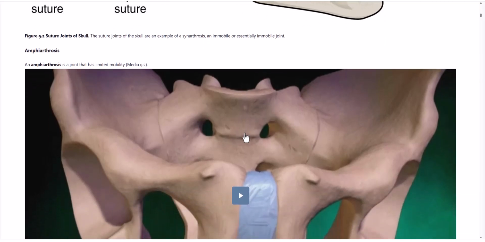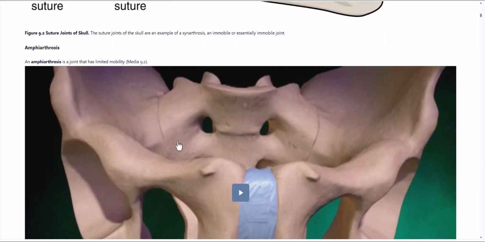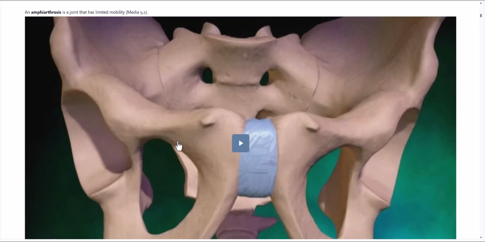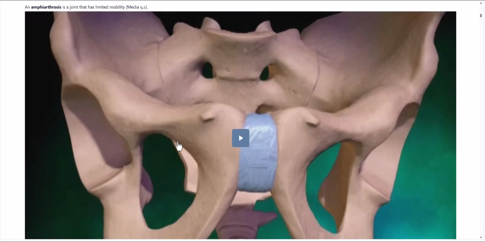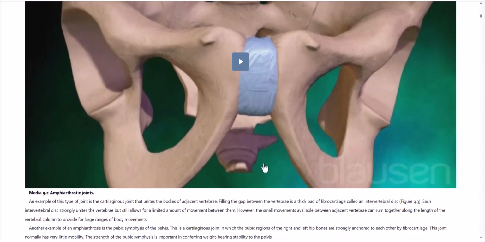The amphiarthrosis, again, this is going to be limited mobility. The example that I want you to really hone in on for amphiarthrosis is the pubic symphysis. Recall, physis means growth. Sym or syn means to come together. And so this is where the pubic bones come together, grow together. So this is a significant chunk of cartilage connecting these two bones. So this is an amphiarthrosis.